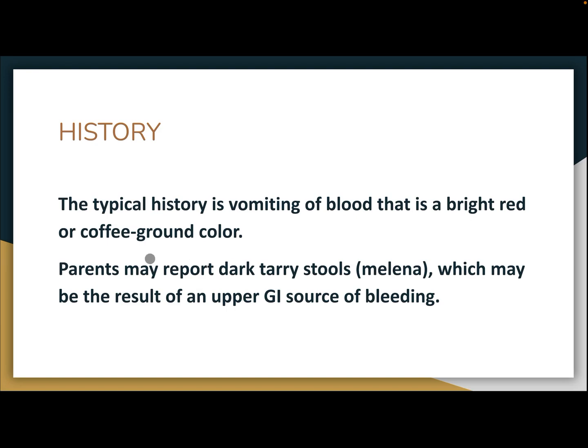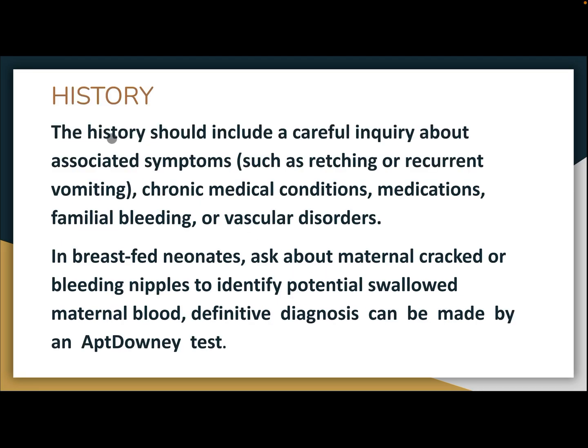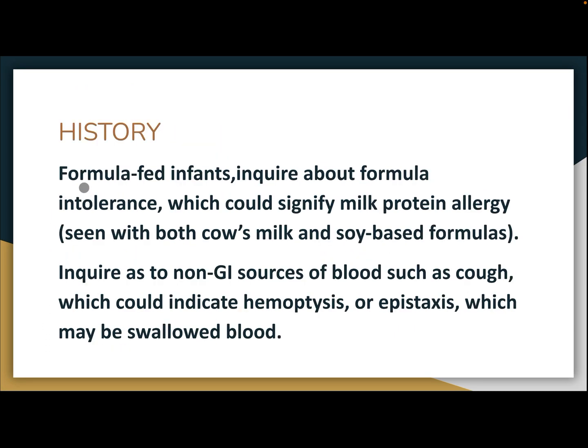History. The typical history is vomiting of blood that is bright red or coffee ground color. Parents may report dark tarry stool, melena, which may be the result of an upper GI source of bleeding. The history should include a careful inquiry about associated symptoms such as retching or recurrent vomiting, chronic medical conditions, medications, family bleeding, or vascular disorder. In breastfed neonates, ask about maternal cracked or bleeding nipples to identify potentially swallowed maternal blood. Definitive diagnosis can be made by the Apt-Downey test.